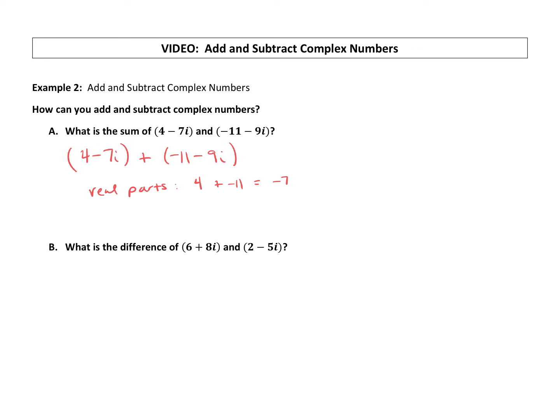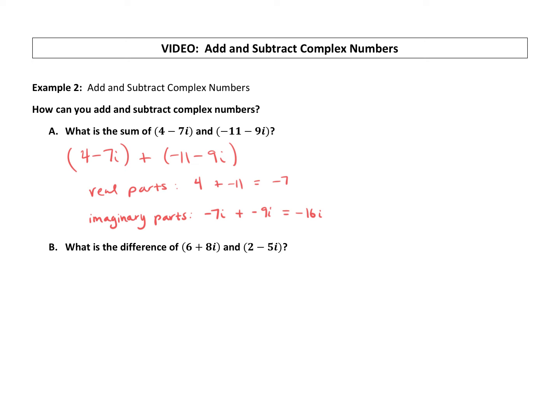And then we're going to add the imaginary parts. The imaginary parts are the ones that have the i's. So we have a negative 7i, and we're going to add to that a negative 9i. Negative 7i plus negative 9i is negative 16i.